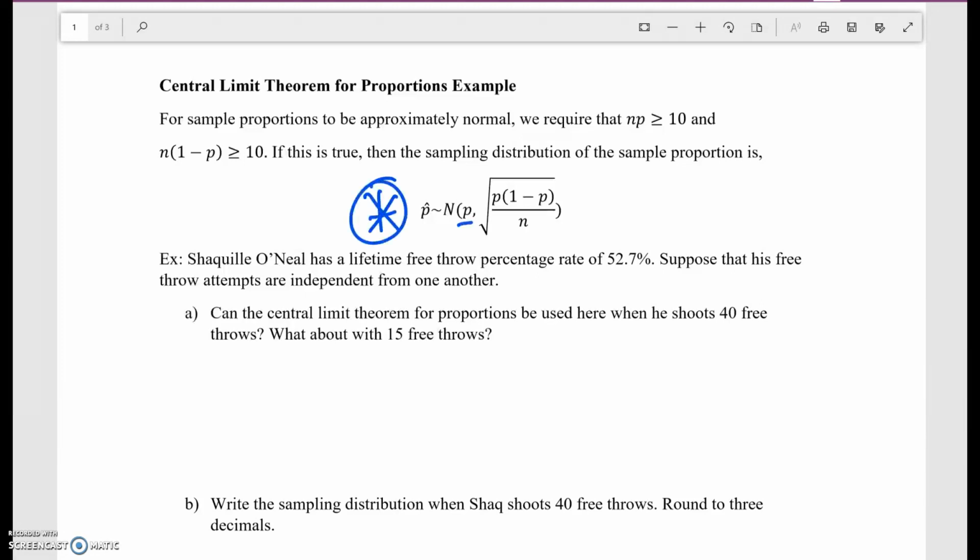If this is true, then we can approximately say that the sample proportion will be normal with a mean of p and a standard error of square root of p times 1 minus p over n. So remember, this is basically the standard deviation, or sigma, but we call it a fancy word called standard error.